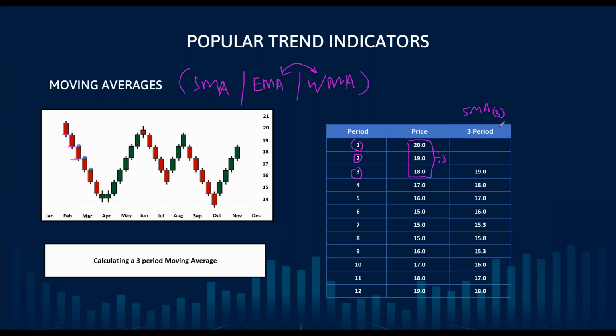Okay, simple arithmetic, right? And the average of these 3 gives you 19. So we see it plotted over here, this blue dot, right? It's plotted as 19. Now, the 4th period happens. What the simple moving average does is it drops off the 20, the first period, and it takes the next 3. So it's like a rolling window, right? It takes the second closing price, 19, plus the third, 18, plus the 4th, 17, and then they divide it by 3.